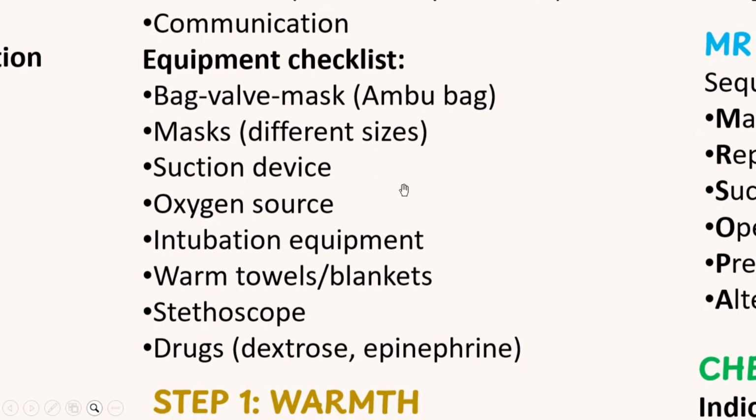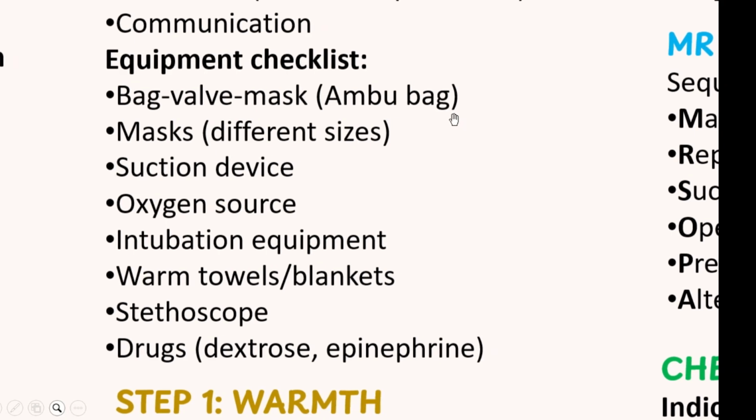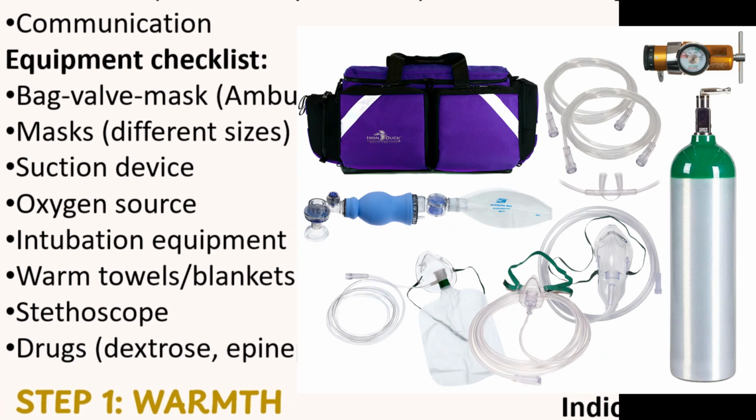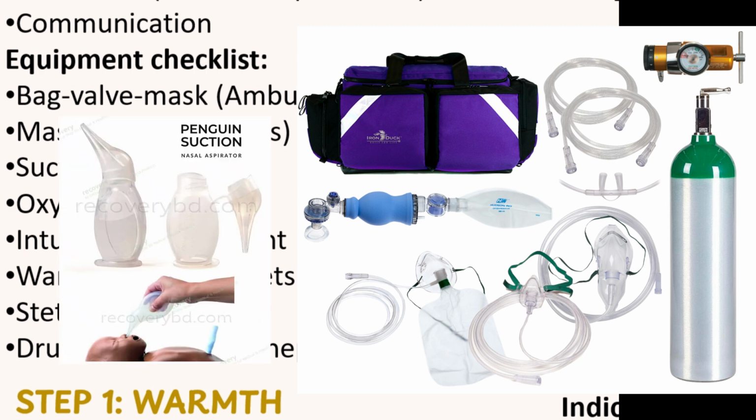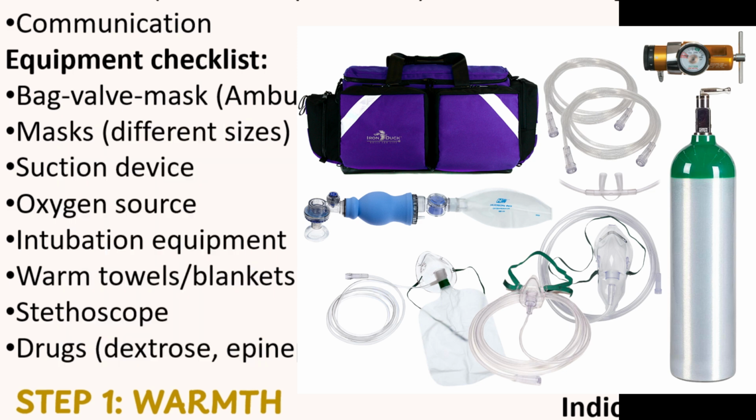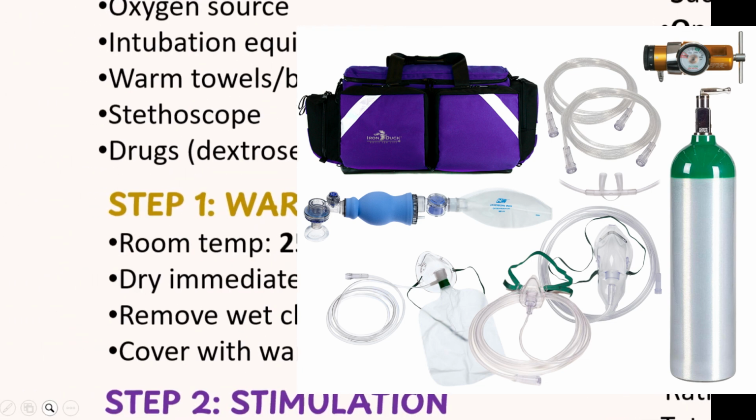Equipment checklist is very important. You need a bag valve mask or the ambu bag, and it should be of the right size. The masks come in different sizes. We have the sizes for the preterm, the term, the big baby, and things like that. A suction device is a must, but if it's not there, you need at least something like a penguin sucker. An oxygen source is important. Most of the time, we go ahead and put these neonates on CPAP after they have received resuscitation. Then intubation equipment is important. Warm towels, stethoscope, as well as some drugs. And the drug that we commonly use is going to be epinephrine.